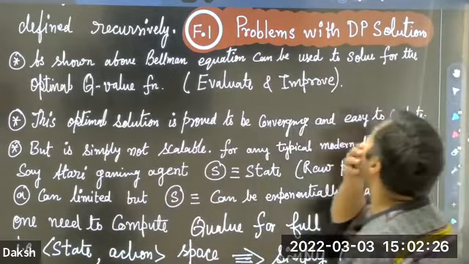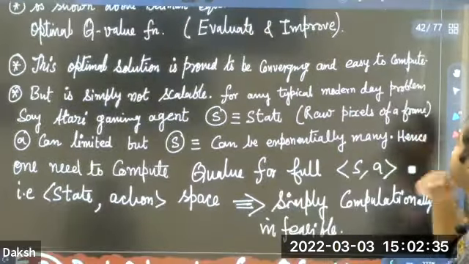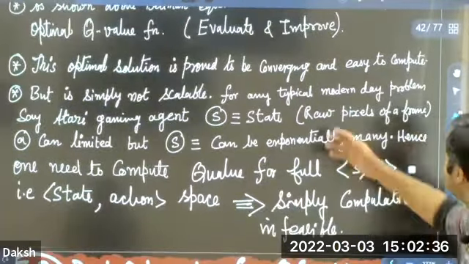As shown above, the Bellman equation can be used to solve for the optimal Q value function, evaluate and improve, and so on. This optimal solution is proved to be converging and easy to compute, but not scalable.